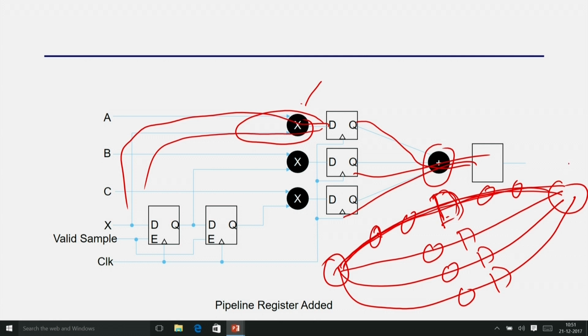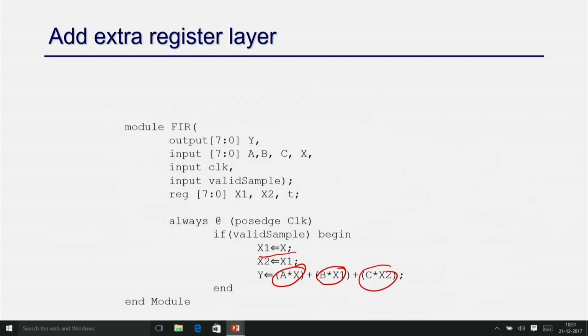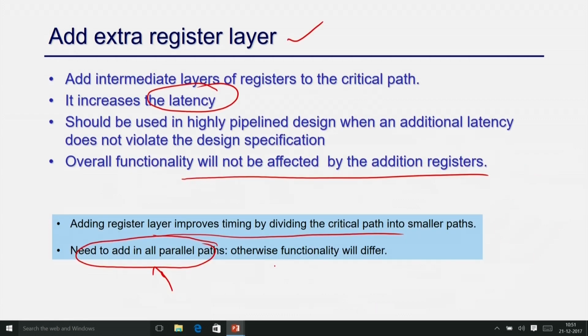So, the idea is that when you add extra latency, it has to be in all parallel paths, even if it is not required for some path, because you need it only on this path. You have to add it in the parallel paths to keep the functionality of your design intact. This is a factor that has to be taken care of, otherwise your functionality will differ.